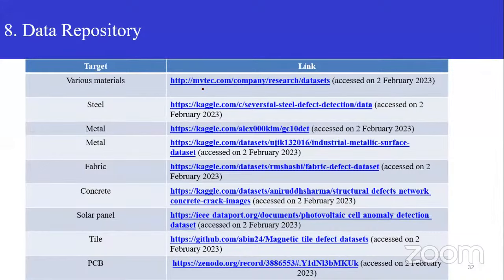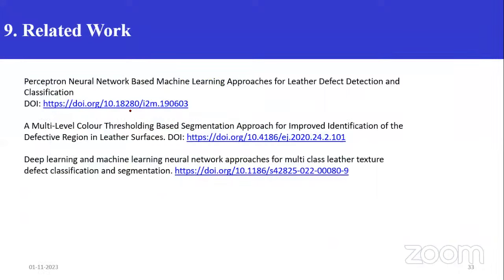For various materials, MVTec and CAHL have a lot of data sets, for steel, metal, fabric, or concrete. Or you can go for your own data set also. These are all the related work that has been happening in VIT. If you go through this ORG, we have our own data set which you can utilize.